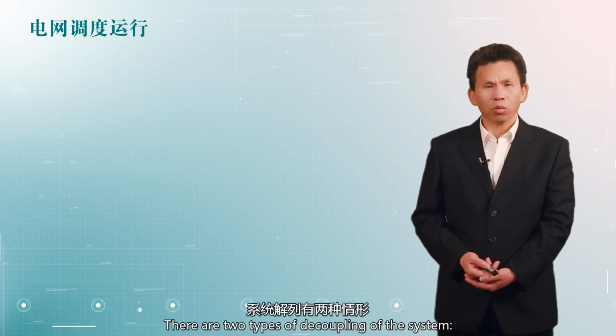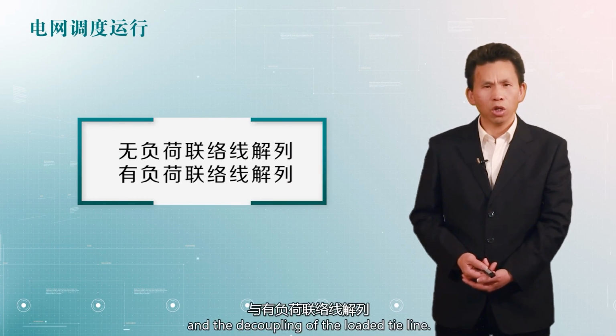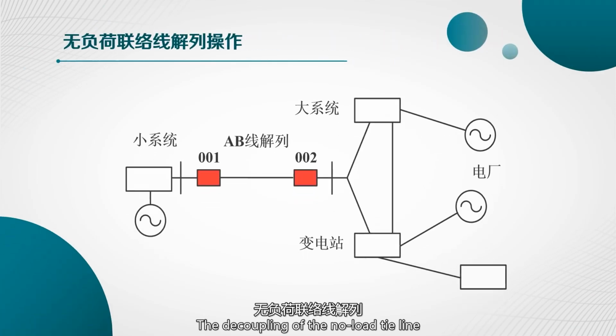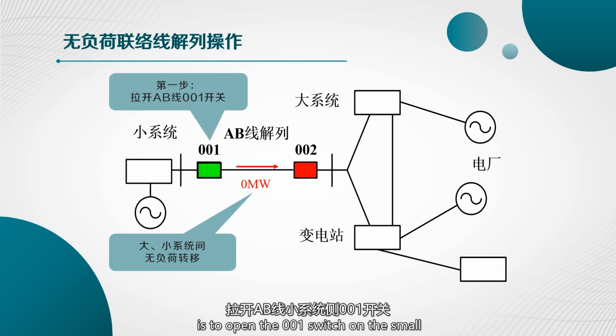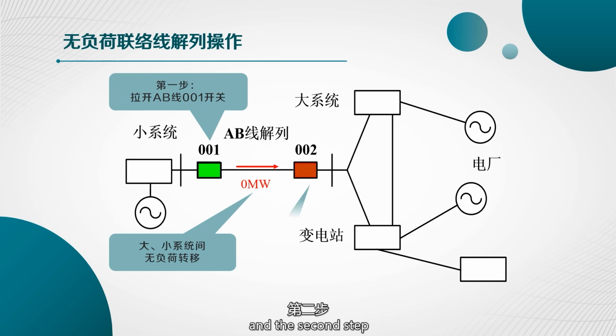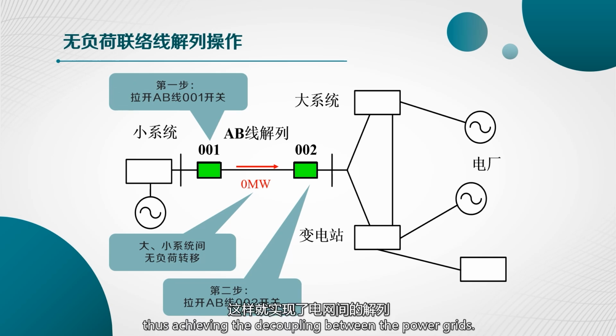There are two types of decoupling of the system: the decoupling of the no-load tie line and the decoupling of the loaded tie line. The decoupling of the no-load tie line is shown in the figure. The small system and the large system operate in parallel through the OV tie line, and there is no load transfer between the large and small systems. The decoupling of the system is relatively simple. The first step is to open the O1 switch on the small system side of the OV line, and the second step is to open the O2 switch on the large system side of the OV line, thus achieving the decoupling between the power grids.